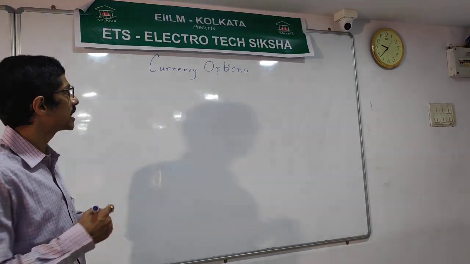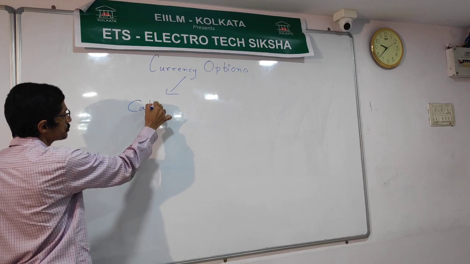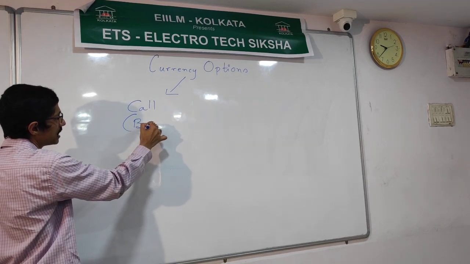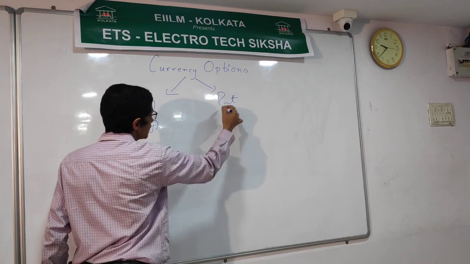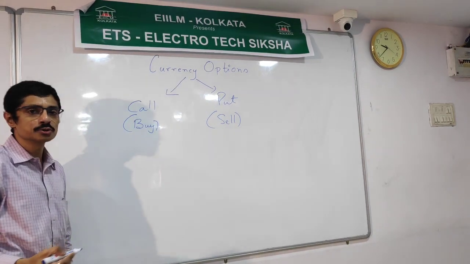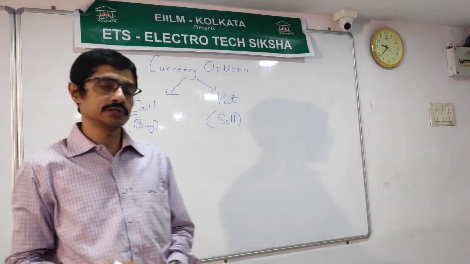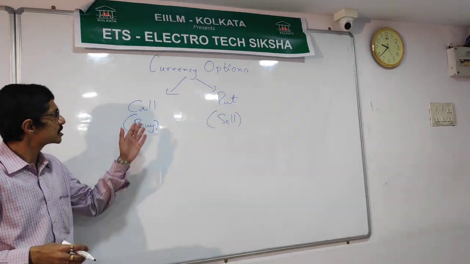These options are of two types. Call option, which is an option to buy, and the other is a put option, which is an option to sell something. So let us think in this way. Most of these options are traded in the exchange, like NSE, BSE, MCX. But then what is a call option?